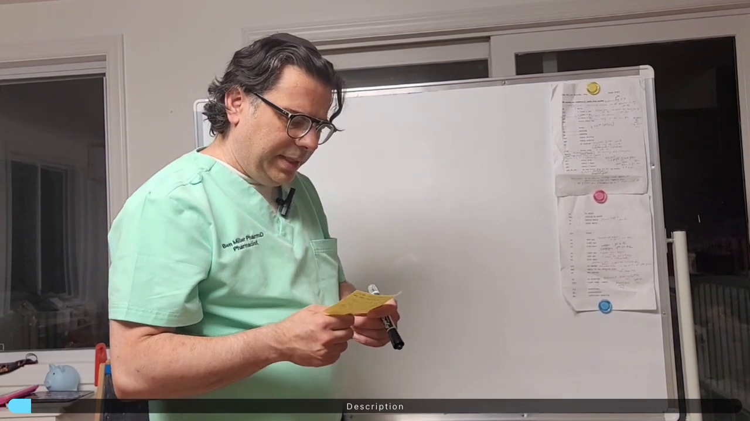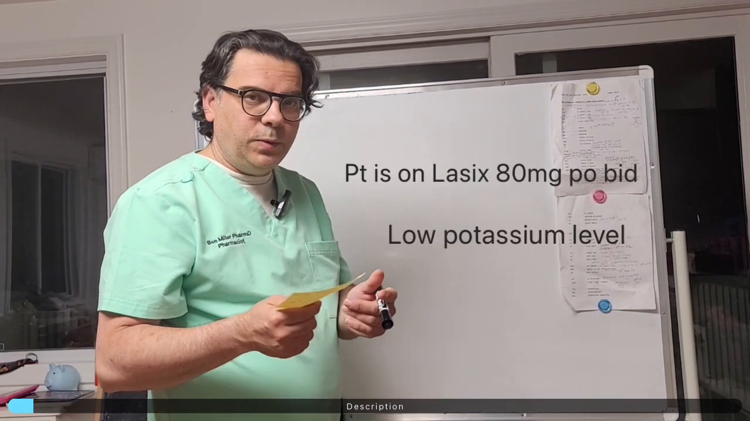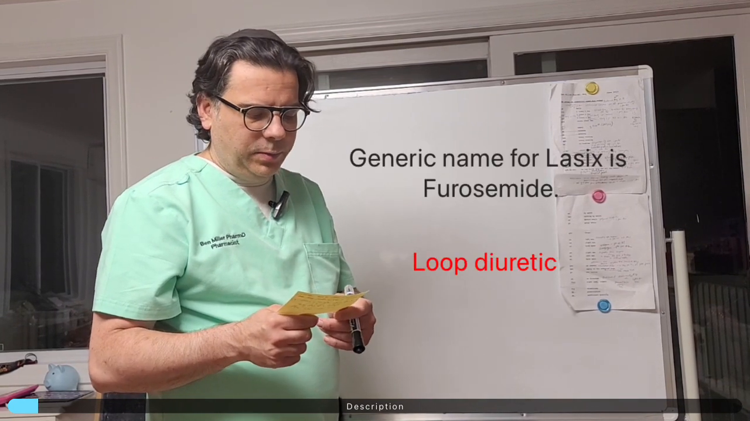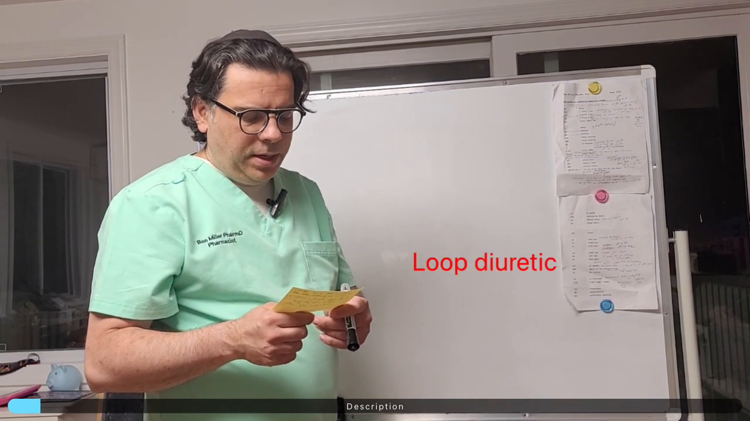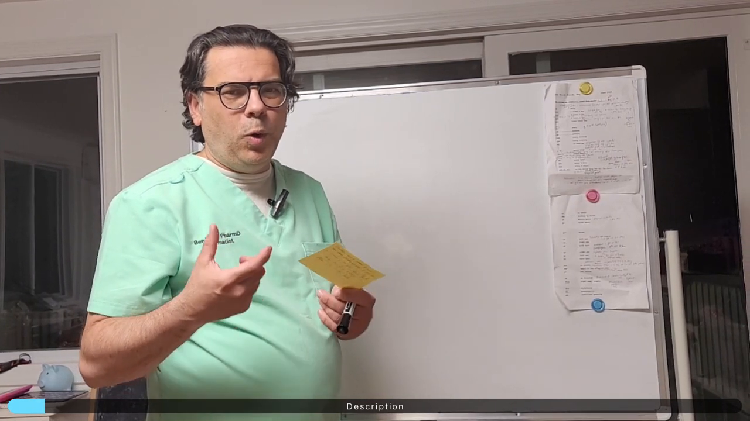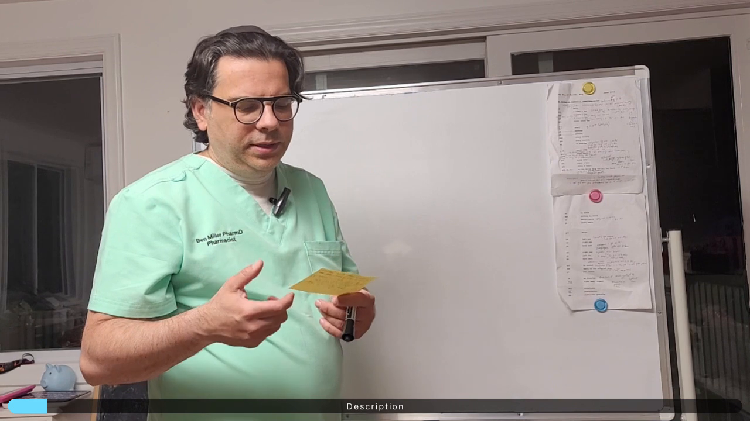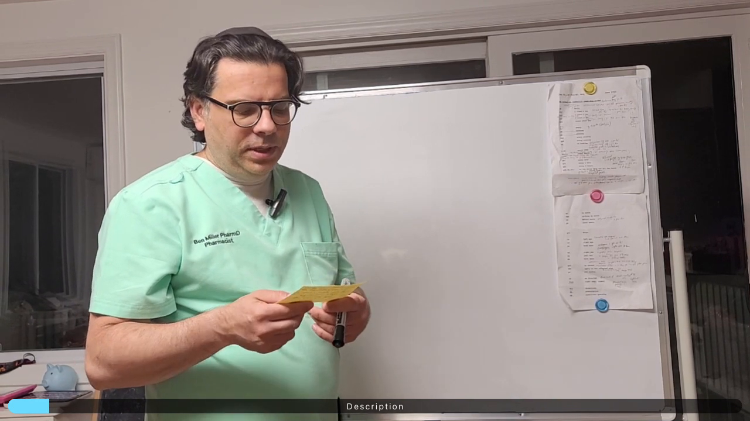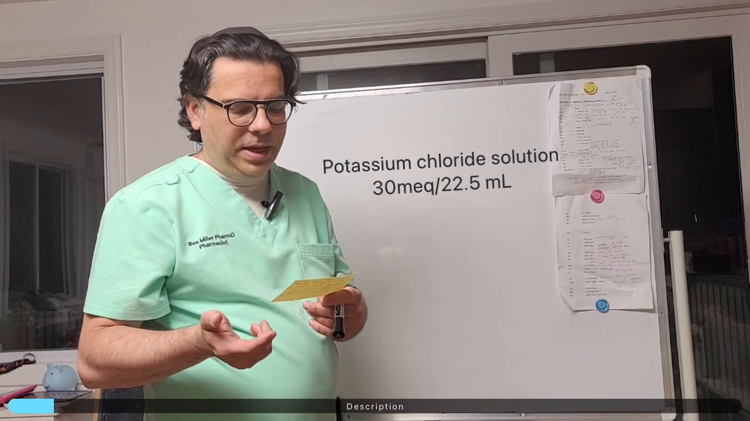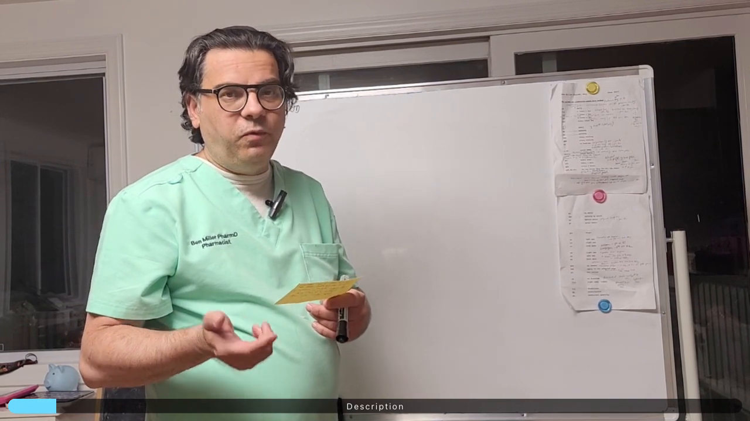We have a patient who's on Lasix 80 milligrams BID, that's twice a day, and their potassium level is low, and the doctor wants to supplement the potassium. The patient doesn't want to take those giant potassium tablets. They're like horse tablets, they're huge. So this patient wants to take a liquid form. The pharmacy has a liquid form in 30 MEQ per 22.5 ml, and the doctor wants to give the patient 40 MEQ.